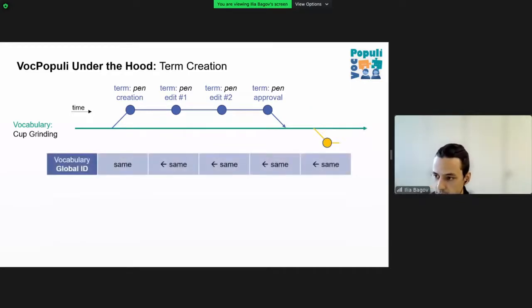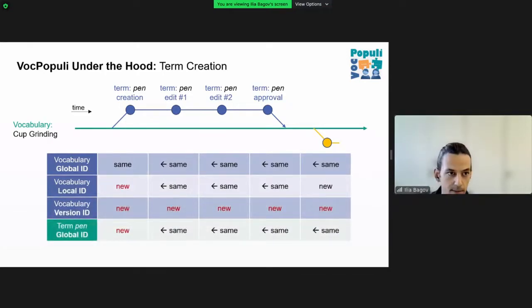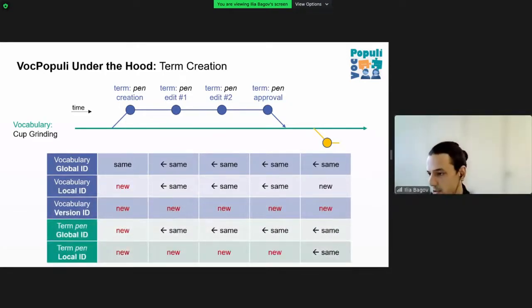Now, these processes are defined, sequenced, and identified using 5 IDs. I'm seeing right now that I'm a bit short on time, so I won't go into too much detail about them, but these IDs define the states of the vocabulary itself, as well as the terms themselves at each given point in time and after each edit to the vocabulary.